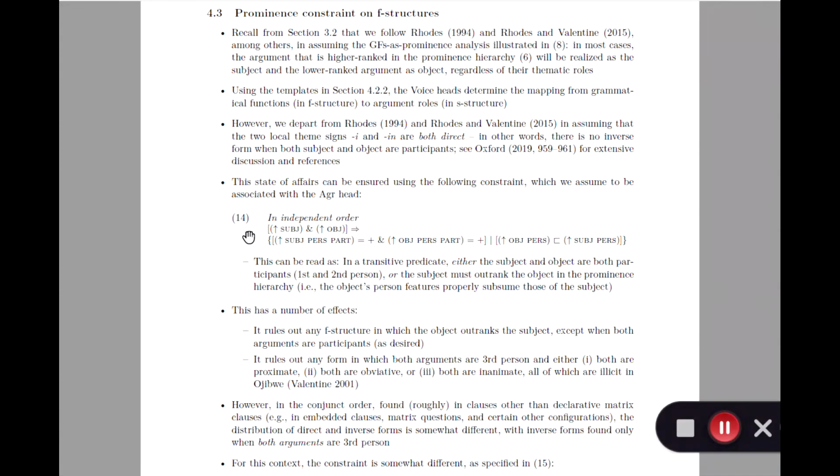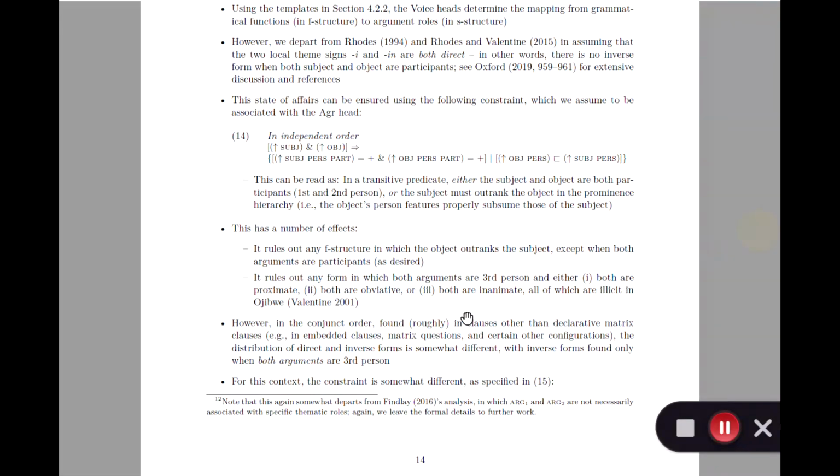And so we have this constraint here in 14 that says in the independent order, so in matrix declarative clauses, if it's a transitive clause with a subject and an object, either the object person features are going to subsume the subject person features, so either the subject is going to outrank the object, or both arguments are participants. So both arguments are either first or second person, in which case this constraint doesn't hold. And so basically this rules out any F structure in which the subject outranks the object, except when both arguments are participants, which is what we want here.